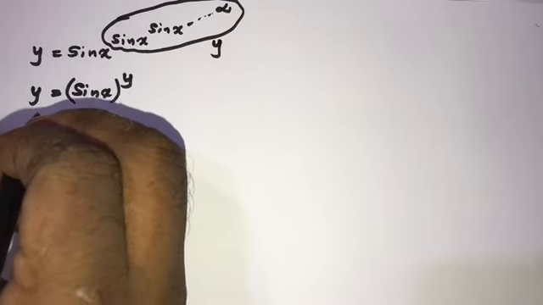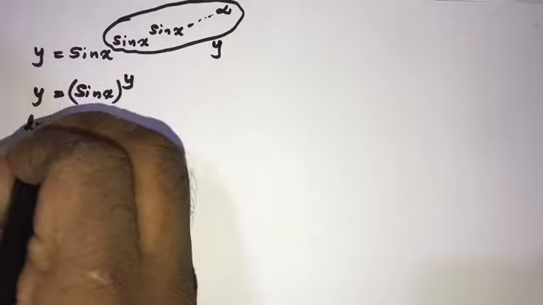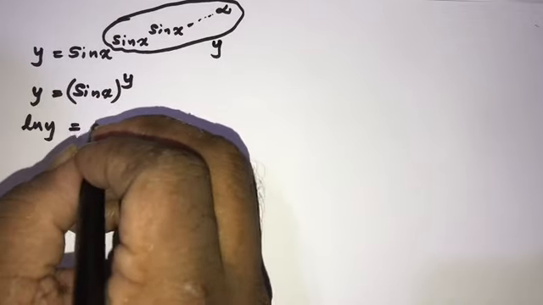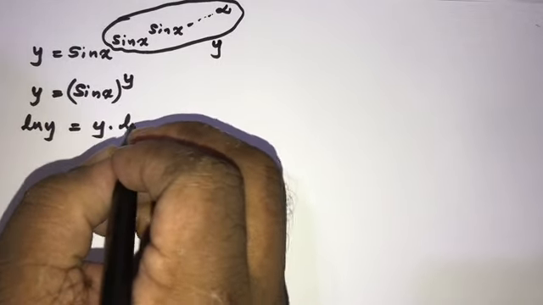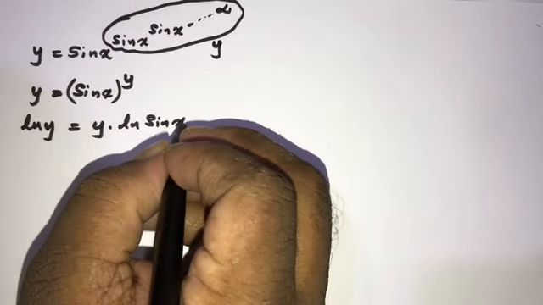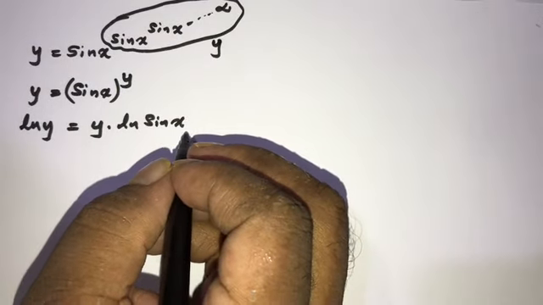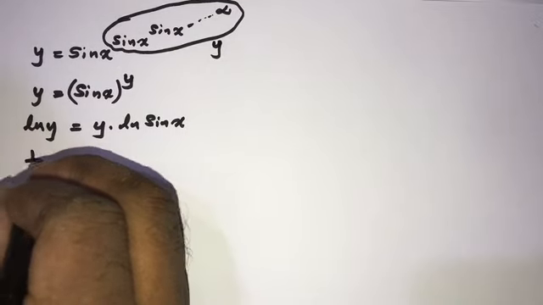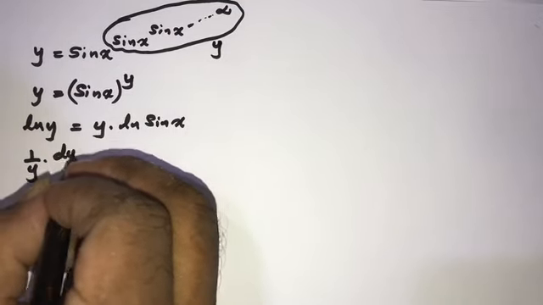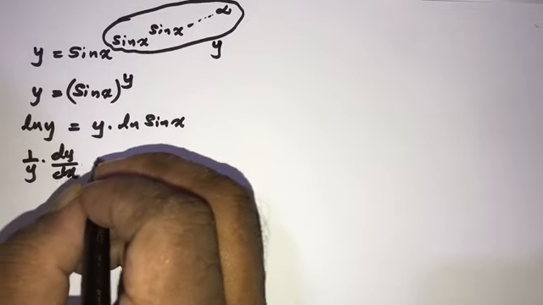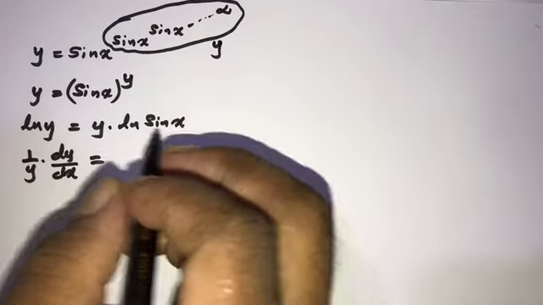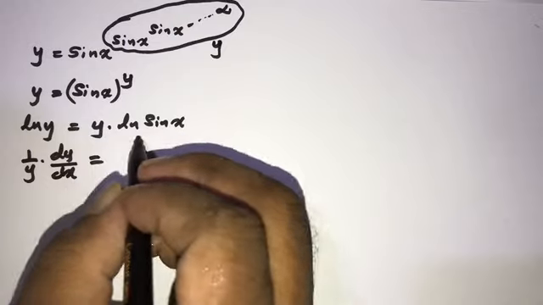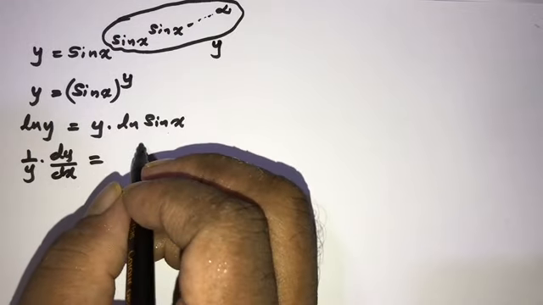Now take ln on both sides. So ln y is equal to y times ln sin x. Now differentiate with respect to x. So the derivative of ln y is 1 over y times dy by dx, is equal to, now differentiate this term, so we can use the product rule.